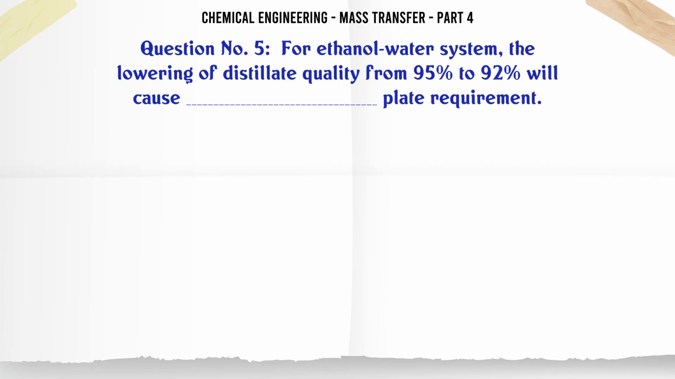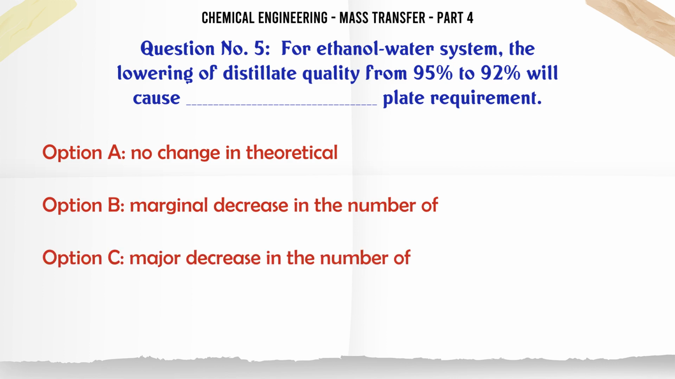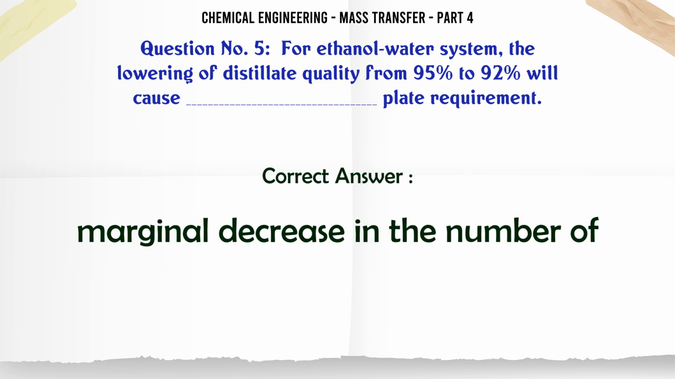For ethanol-water system, the lowering of distillate quality from 95 to 92 will cause plate requirement: A. No change in theoretical. B. Marginal decrease in the number of. C. Major decrease in the number of. D. None of these. The correct answer is marginal decrease in the number of.